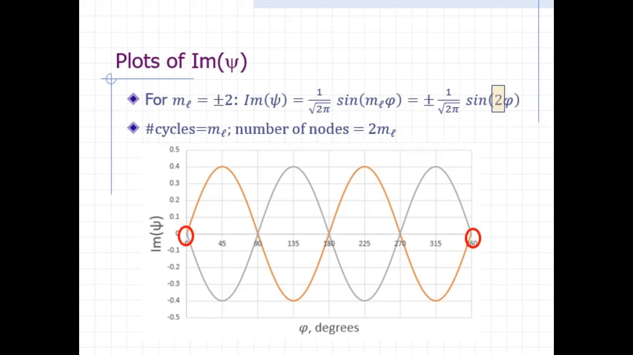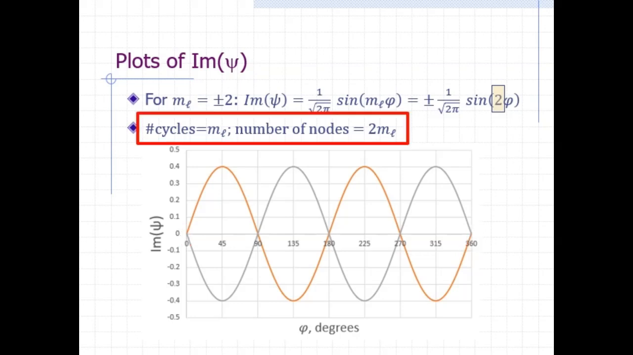In general, the number of cycles completed is equal to m sub l. And the number of nodes is 2 times m sub l. To visualize this graph in terms of the circle, print it out and roll up the paper into a circle so that 0 and 360 degrees are superimposed.